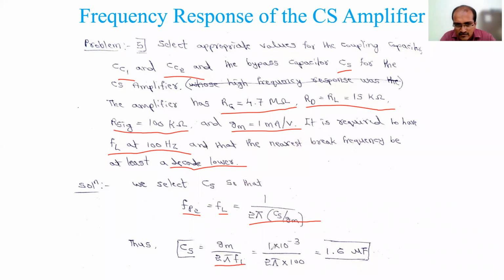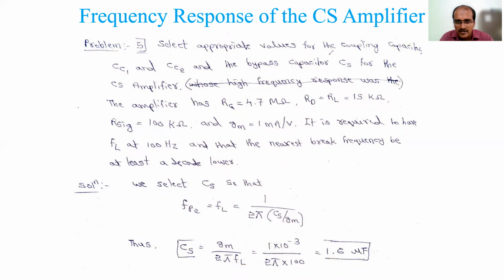Now substitute the values. gm is 1 milli, and then 2π times FL, 100 hertz. Check the values in the calculator. You are getting 1.6 microfarad. You may get some value like 10 to the power minus 5 something. Press the ENG button on your calculator, so it will give you the nearest approximation, micro, milli, like that. Set it for micro, so it is 1.6 microfarad you will get. Hope it is clear how we got CS.